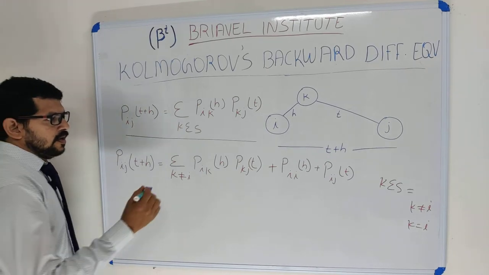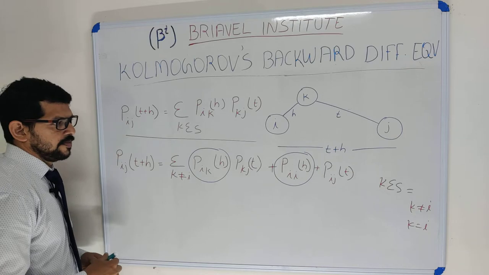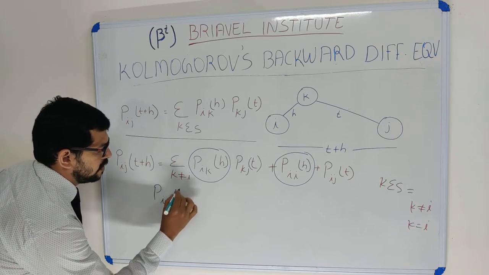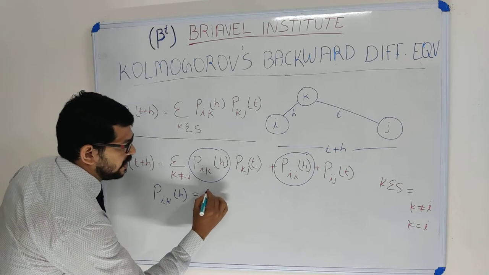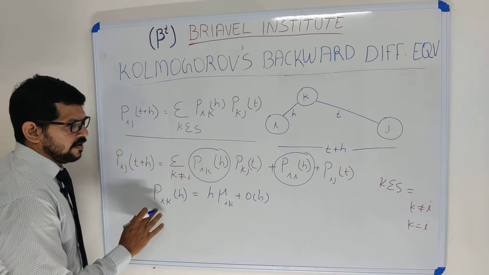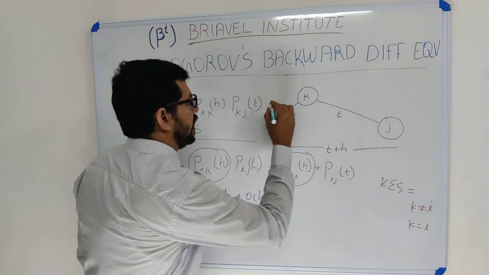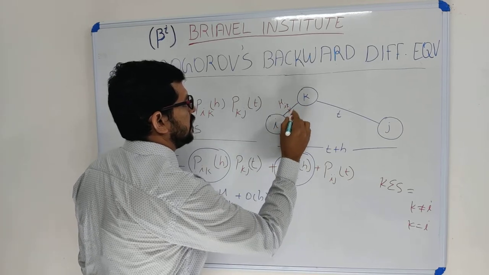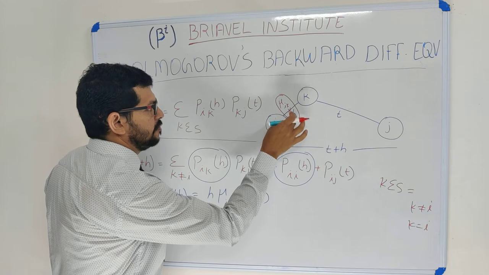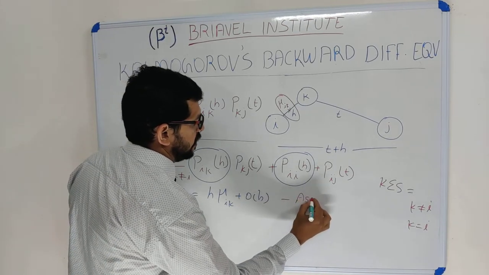We have to substitute these two values, which we already learned in the previous class. What is the value of P of ik at time h? We know that it is h times mu ik plus o of h. This is Markov assumption 2. In Markov assumption 2, we learned that if the transition is over a small time interval, it is mu ik, and we multiply it by h, the time. We get the probability from i to k over a small interval of time by multiplying the transition rate by the time. This is Markov assumption 2.